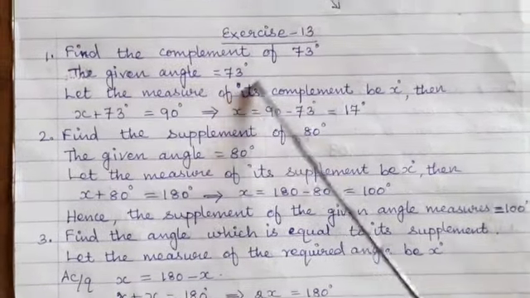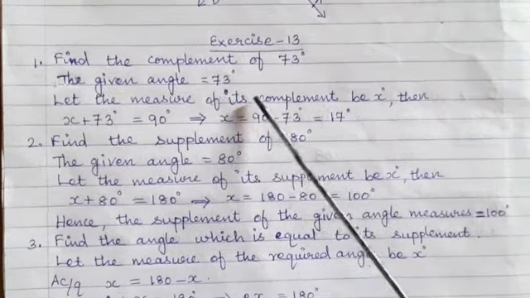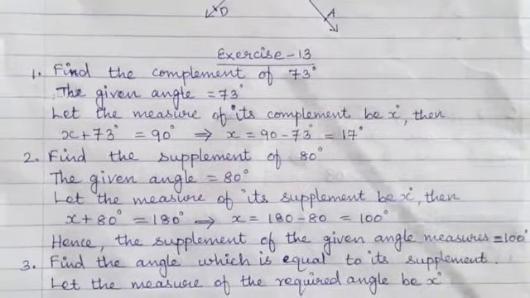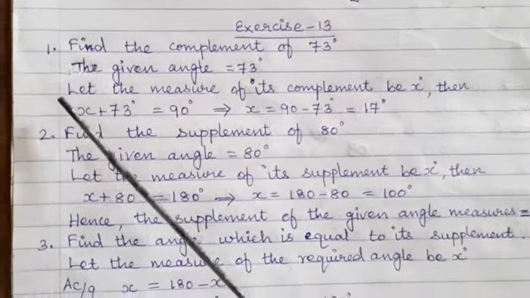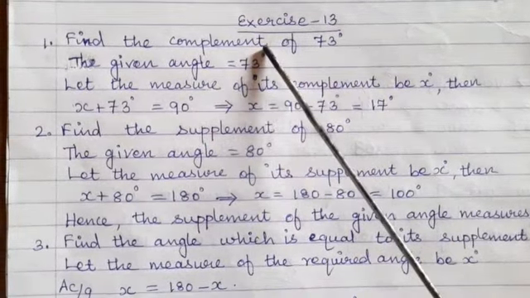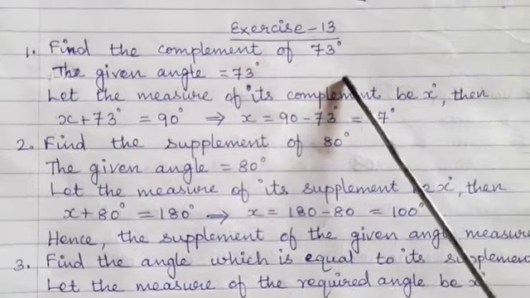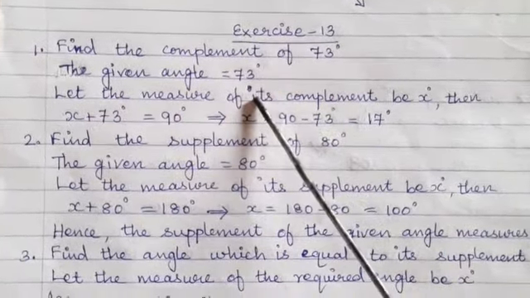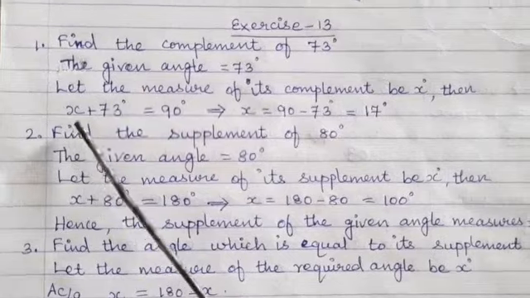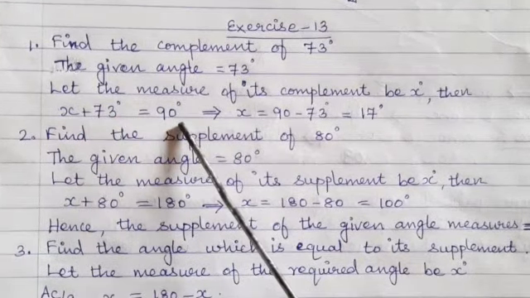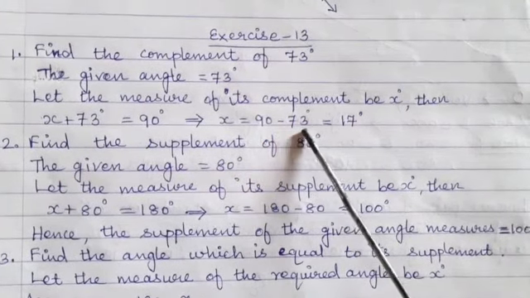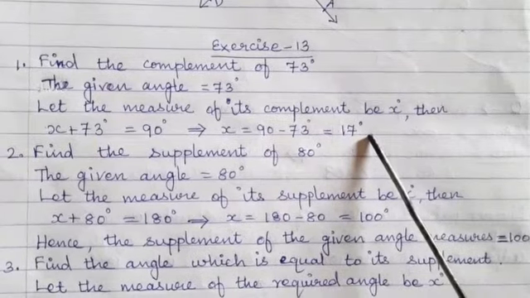Now we move on to exercise 13. Whatever we have learned, the definitions and derivations, use them. We will solve these questions in this exercise. Question number 1. Find the complement of 73 degrees. Complement means the sum of two angles is equal to 90 degrees. Here the given angle is 73 degrees. So let the measure of its complement be x degrees. Then x plus 73 degrees equals 90 degrees, and solving the equation, x is equal to 90 minus 73, which is 17 degrees.